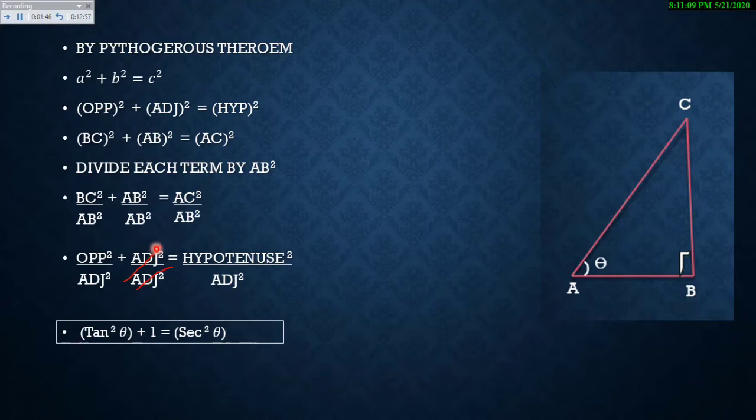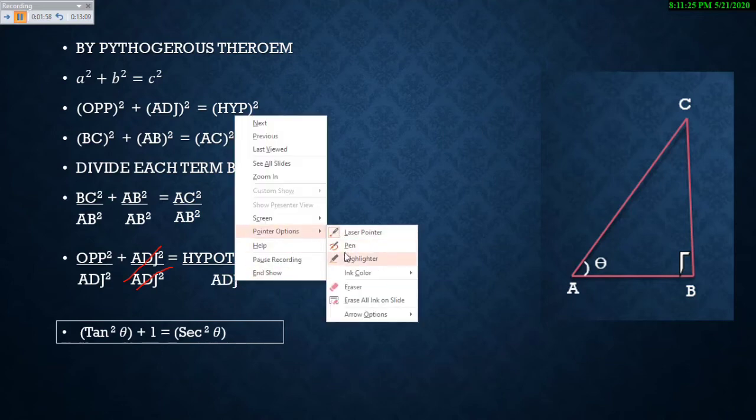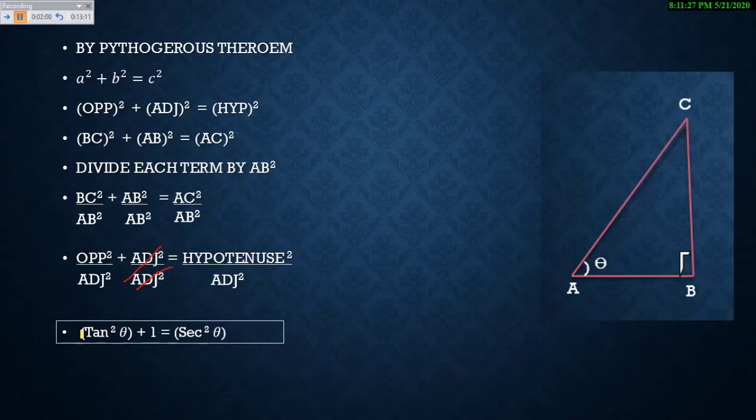And here adjacent and adjacent get cancelled. We get it as 1. Hypotenuse by adjacent is secant theta. We get it as secant square theta because yes, we have the square also. So we proved the second identity also. What is the second identity? Tan square theta plus 1 equals secant square theta.